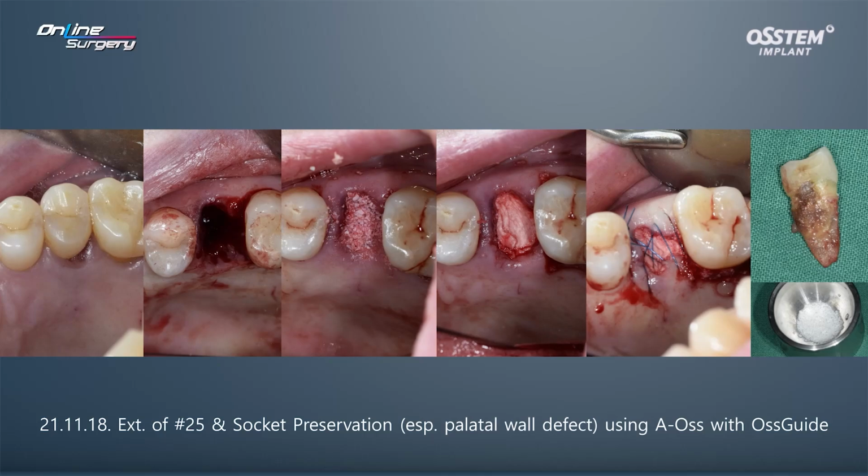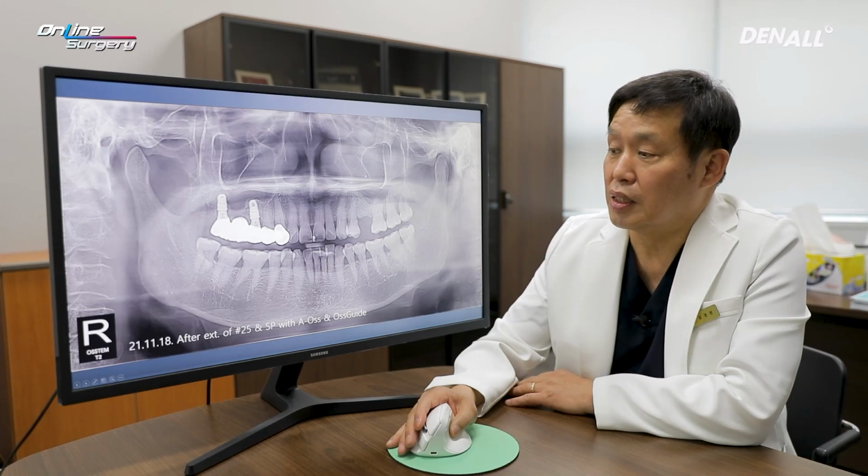Ossguide was used to cover the site, and suture was done. If you look at the extracted tooth, on the buccal side there's slight blood, but on the palatal side of the tooth there's just plaque. On the palatal side, there was no alveolar bone and there was no wall at all.